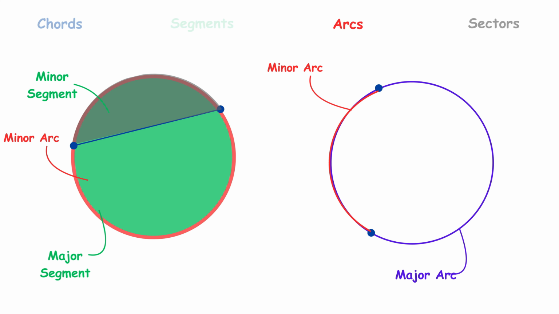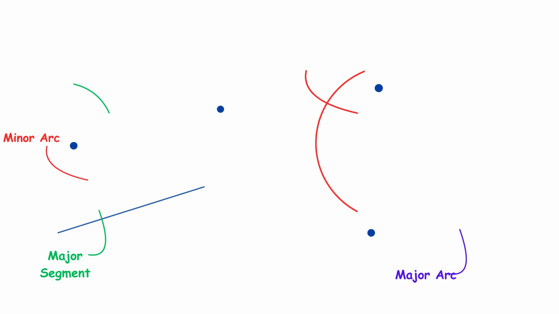If we go back to our first circle on the left, we can apply the arc terms there as well, because the part of the circumference that surrounds the minor segment will be the minor arc, and the part around the major segment will be the major arc.